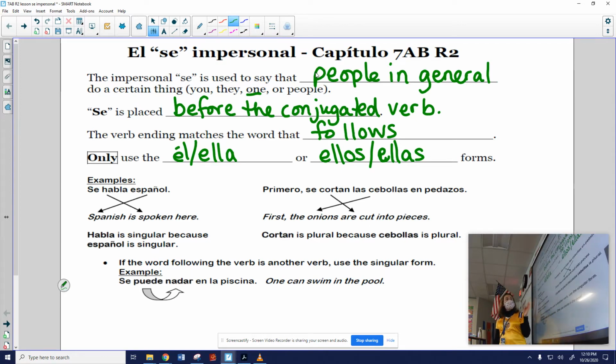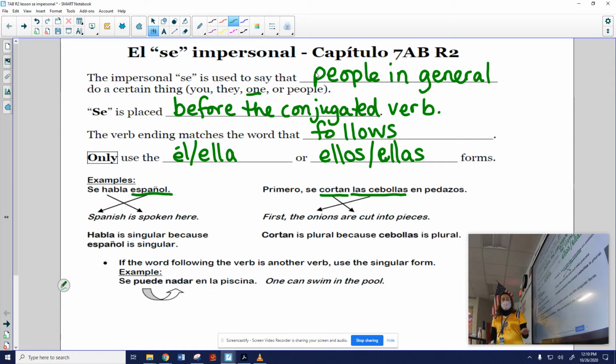Here are some examples. Se habla español means Spanish is spoken here. Habla is singular because español is singular. Primero, se cortan las cebollas en pedazos. First, the onions are cut into pieces. We use cortan because cebollas is plural. It's like saying the onions, they are cut. Se cortan, they are cut.